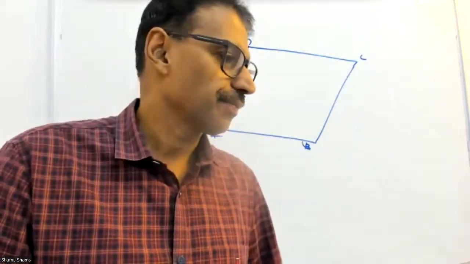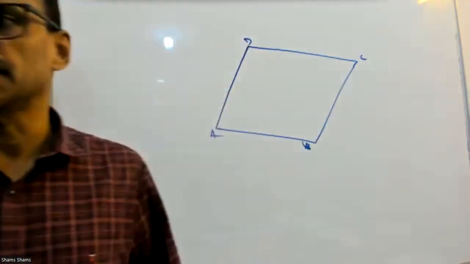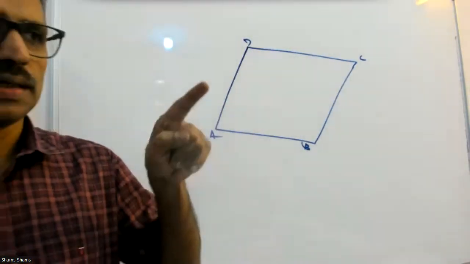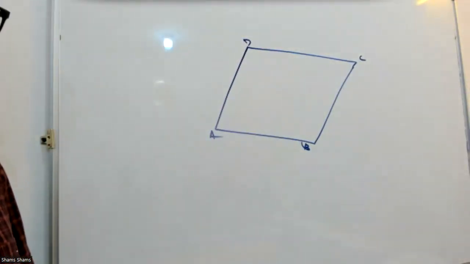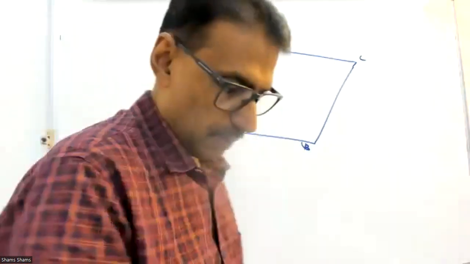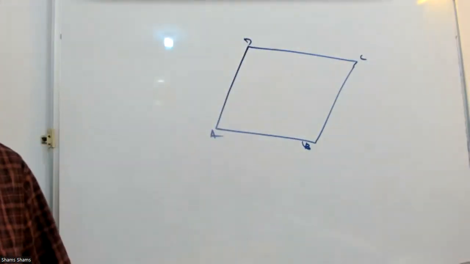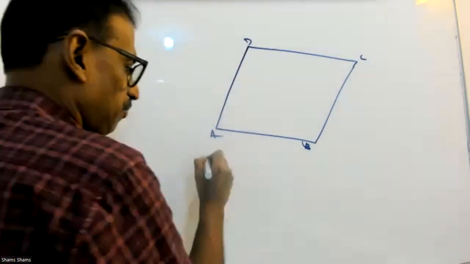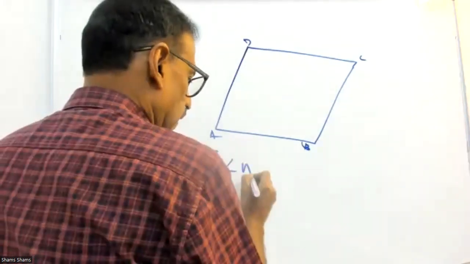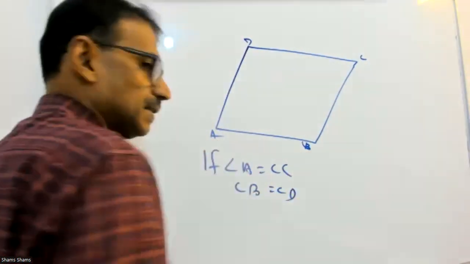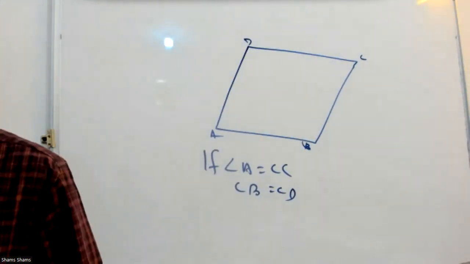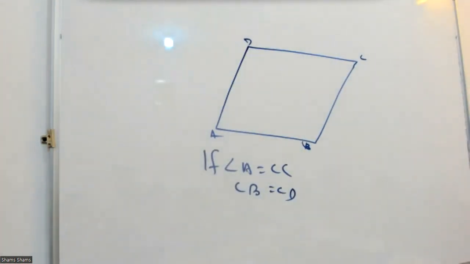Last one is what? If the opposite angles are equal, then it is a parallelogram. You only learned what? In a parallelogram, opposite angles are equal. Okay, right, now what do you know? A quadrilateral is a parallelogram if opposite angles are equal. That means if angle A equals angle C, angle B equals angle D, then ABCD is a parallelogram.